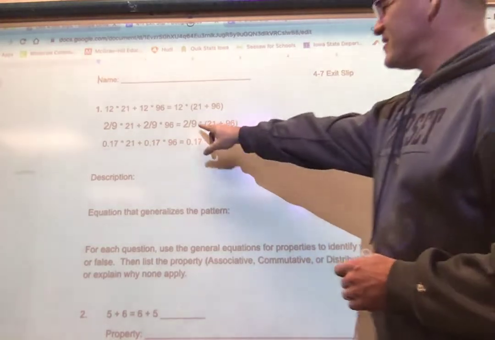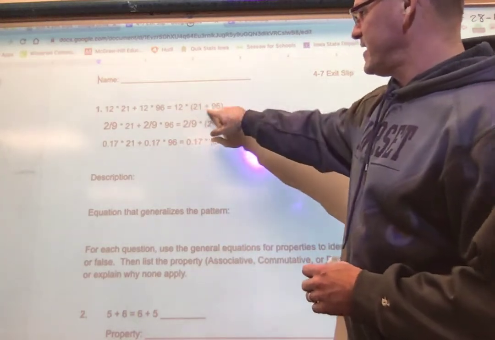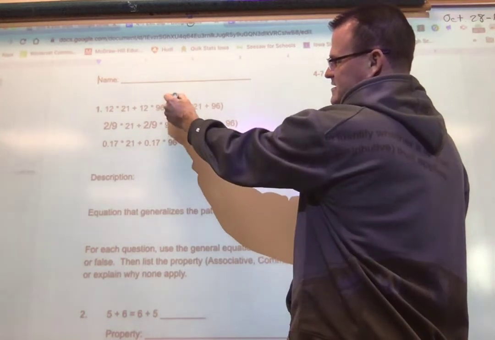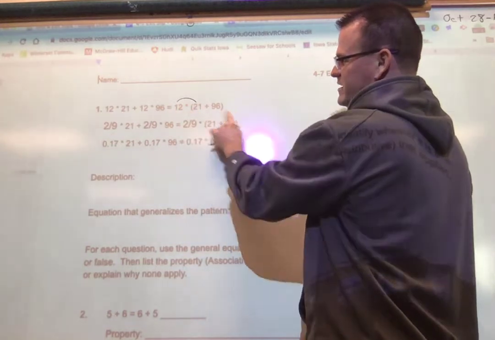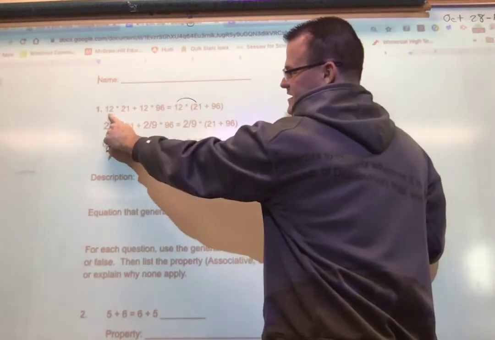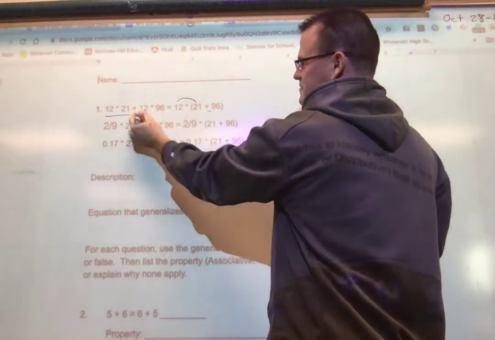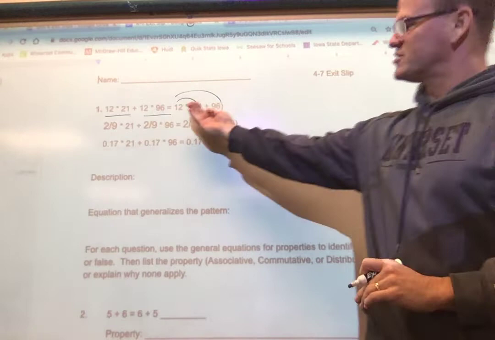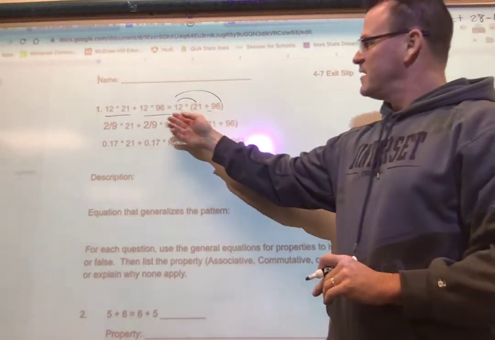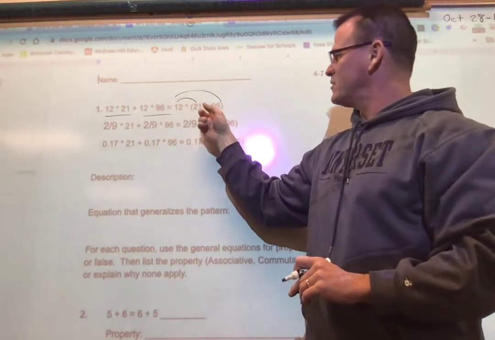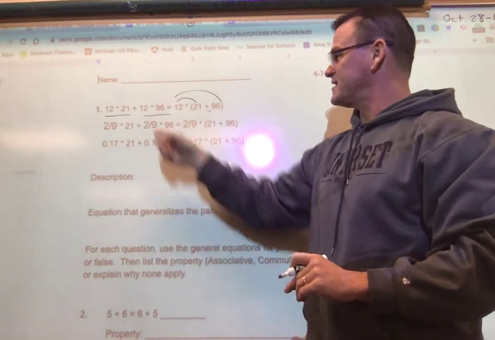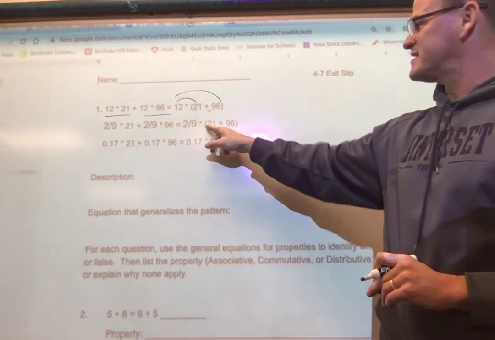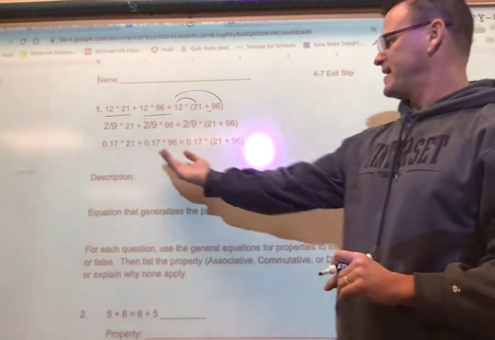And guys, when I look at this one and every one, I'm actually going to look at the right side first. 12 times the quantity 21 plus 96. If I take 12 and distribute it through, 12 times 21, that's what they did over here, plus 12 times 96. So all they did was distribute the 12 through the parentheses, and it turns into taking 12 times the 21 plus 12 times the 96. And they do this on every one. Here they're distributing the 2/9 through the parentheses, taking it times everything individually. Okay, and the same thing down here.